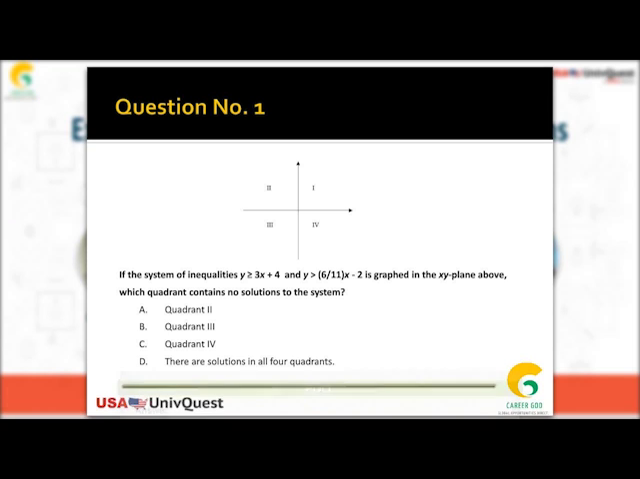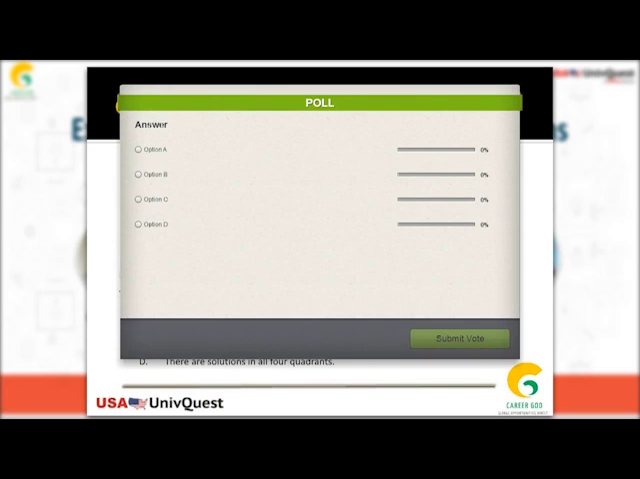So we have started a poll. You can just type your answer: option A, option B, option C, option D, whichever is the correct answer. So some of you have said option C is the answer. Some of you have said option D is the answer, that there is no solution in all four quadrants. None of you have given option A or option B as the answer.